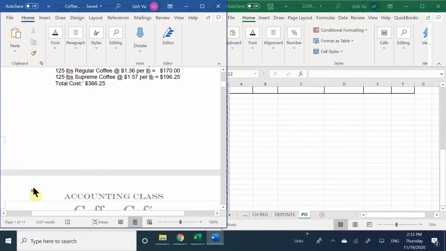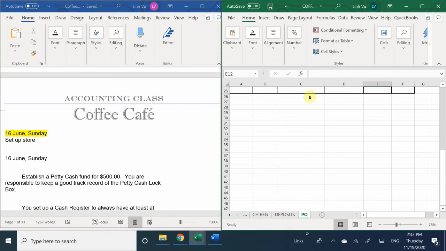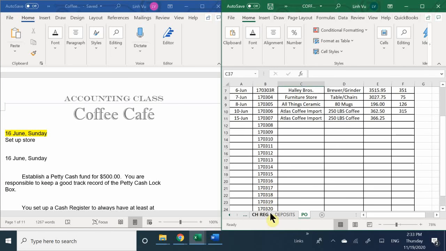No worries. So we establish a petty cash fund for $500. You are responsible to keep a good track record of the petty cash box. You meaning the accountant. Right. And then, is this little piece underneath also part of that, or are we just going to set up the petty cash and then do whatever this is for the register? One is for the register, and one is for petty cash. These are two separate things, right? So we're just doing the petty cash.